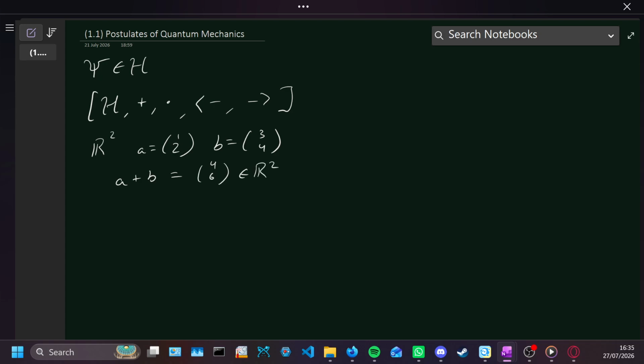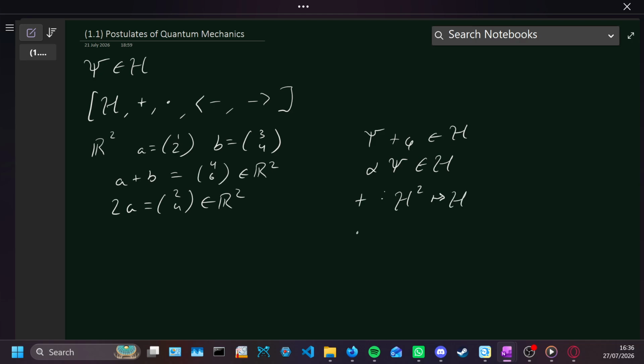We can also multiply A by a scalar, say 2A is equal to (2, 4), and that's another vector. We can do the same thing with vectors in our Hilbert space, so we can say that psi plus phi is going to be another vector, and if I take some number alpha and multiply it by psi, I get another element of my Hilbert space. So my addition takes in H squared and maps it to H, and my scalar multiplication takes a complex number and a vector and maps it to a vector.